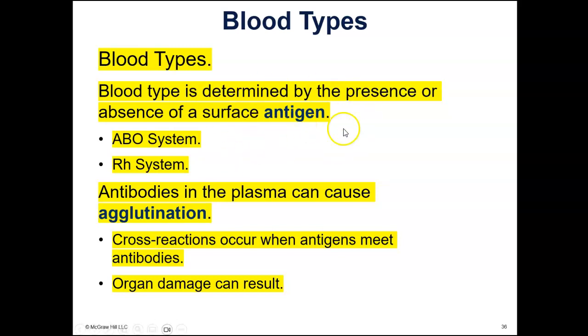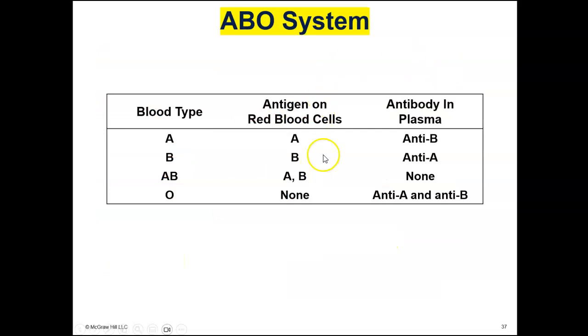So the surface antigens, there are three. There's A, B, and Rh. So if you have all three of them, you're AB positive. But then if you have a different combination, it will change your blood type. So if you are blood type A positive, then you have the A antigen and the Rh antigen. But if you're A negative, you've got the A antigen and you don't have the Rh antigen.